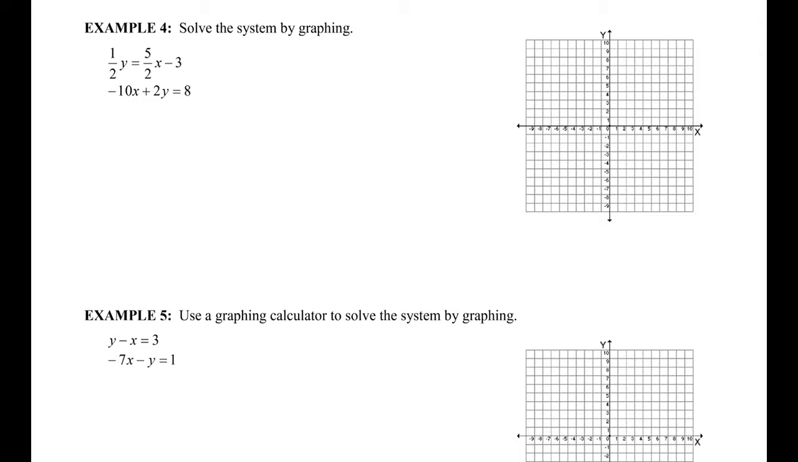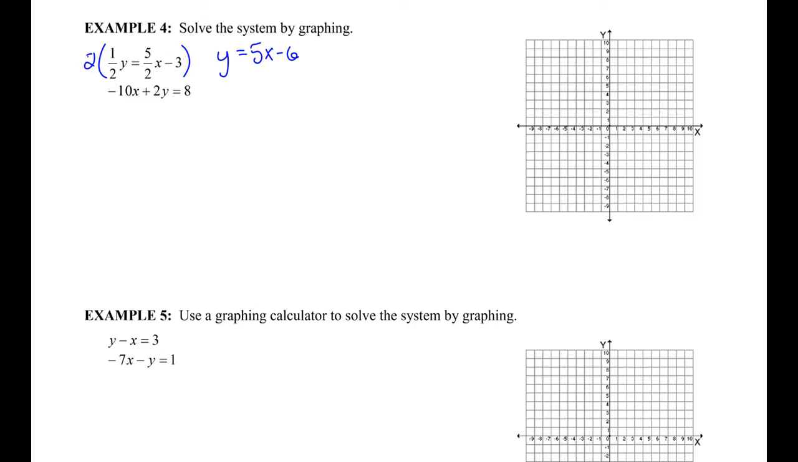If we look at example 4, it once again wants us to solve the system by graphing, and we're going to determine how many solutions it has. So the first thing we need to do is solve the equations for y. In the first equation, I'm going to need to multiply everything by 2 to get y by itself. So we get y is equal to 5x minus 6 as our first equation that we're going to be graphing.